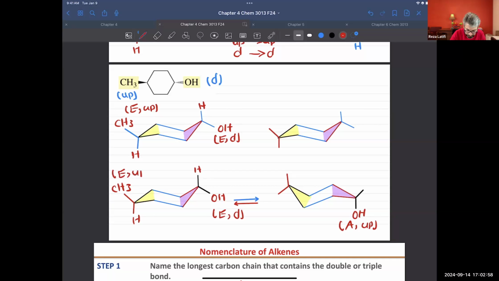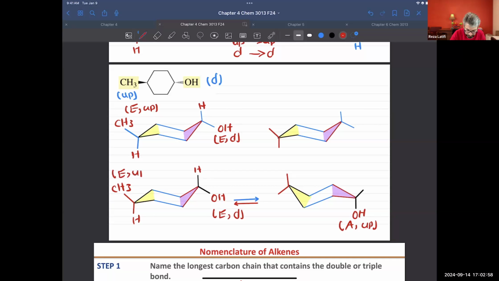And you can put the H here and put the methyl there. That one also will give you trans geometry. So in all of them, we are dealing with the trans geometry.